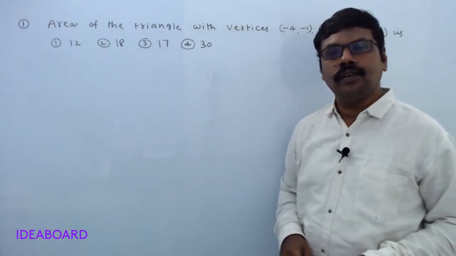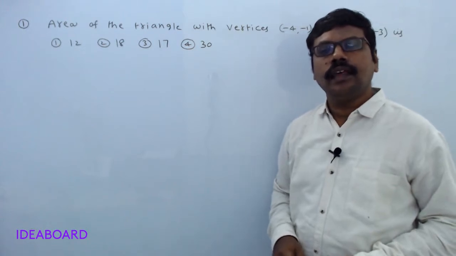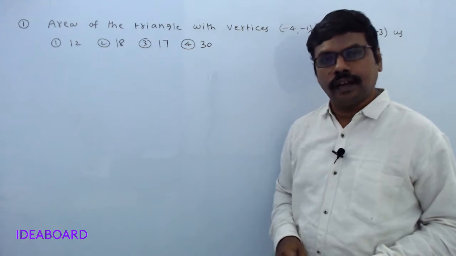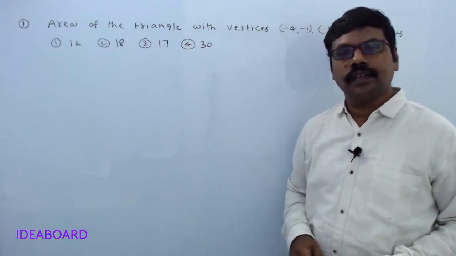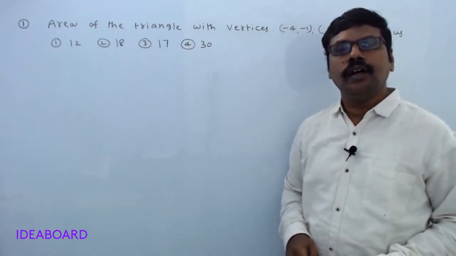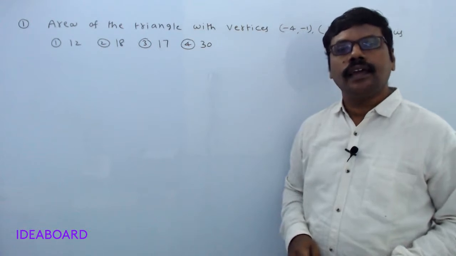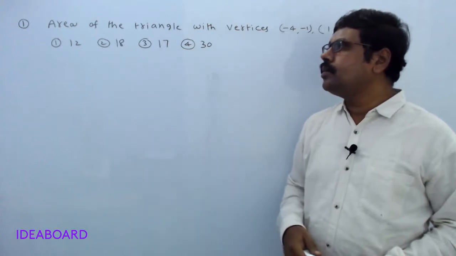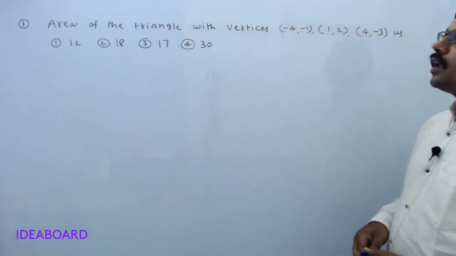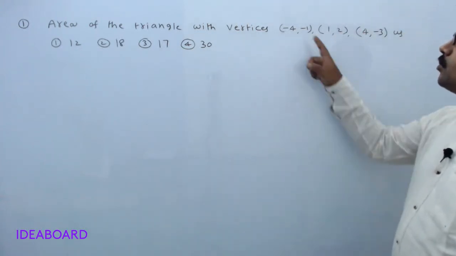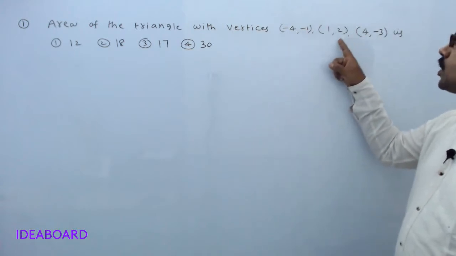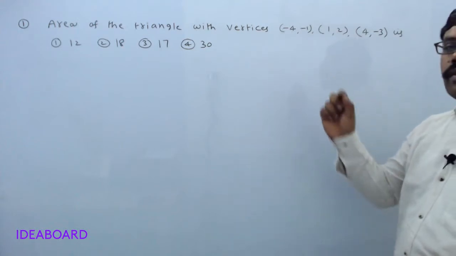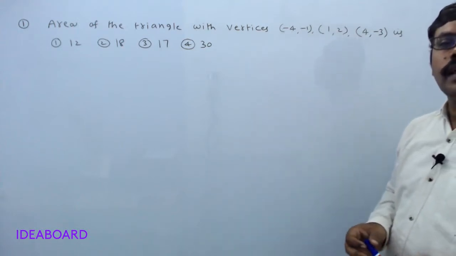In the previous video, we discussed the area of a triangle, area of a quadrilateral and area of a polygon. Today, I am going to explain the problems related to the area of a triangle, area of a quadrilateral and area of a polygon. Now come to the first problem. Area of the triangle with vertices (-4, -1), (1, 2) and (4, -3). First write down the formula for the area of a triangle.